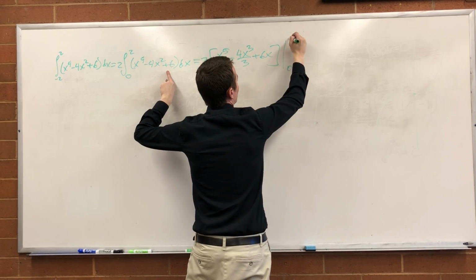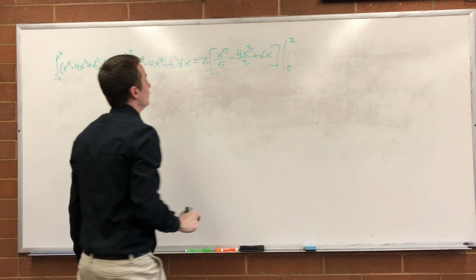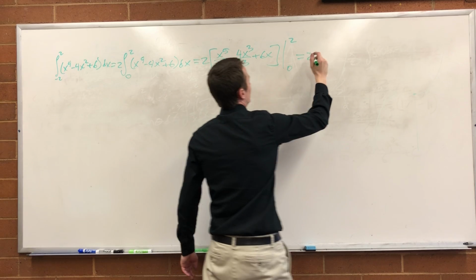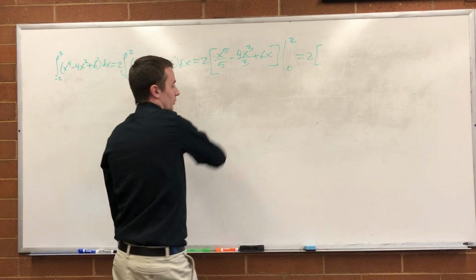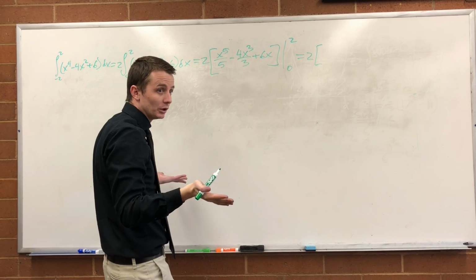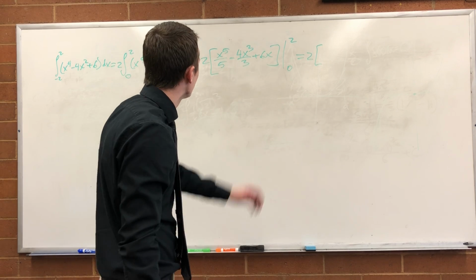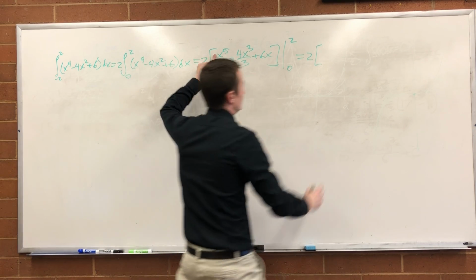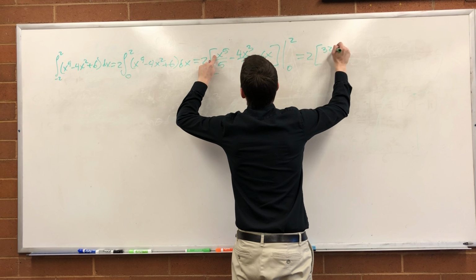Evaluated from 0 to 2. And this is equal to 2 times, notice that when we plug in 0, we just get 0. So we only have to worry about plugging in 2. That was a nice part. So 2 times 2 to the 5 is? 32 over 5.